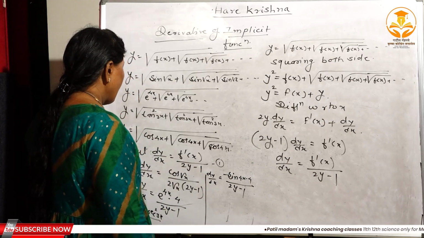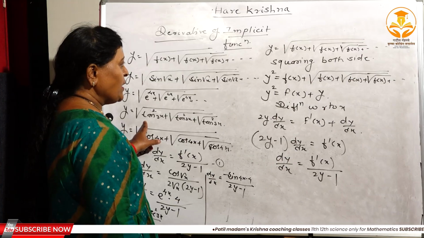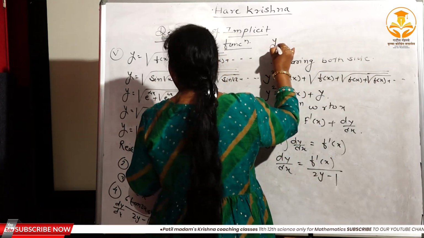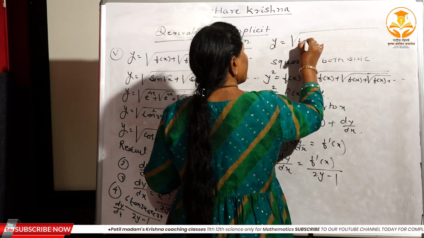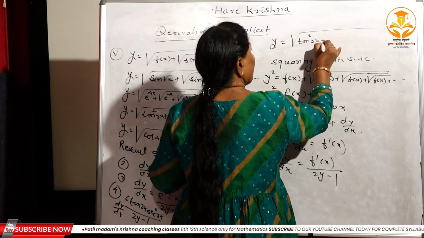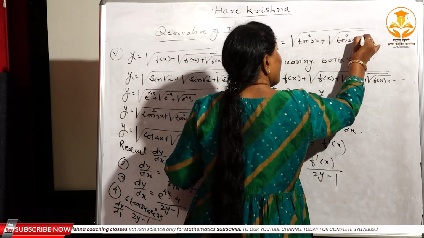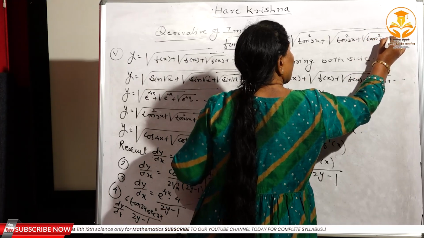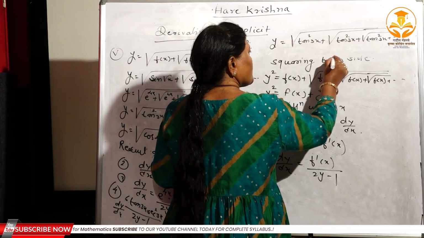Again I will take one more, that is the fourth one. So the fourth one, see, y is equal to tan square 3x plus root of tan square 3x plus root of tan square 3x, and so on, isn't it? Again squaring both sides.